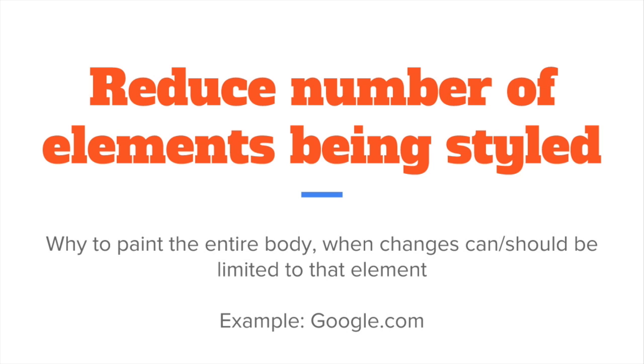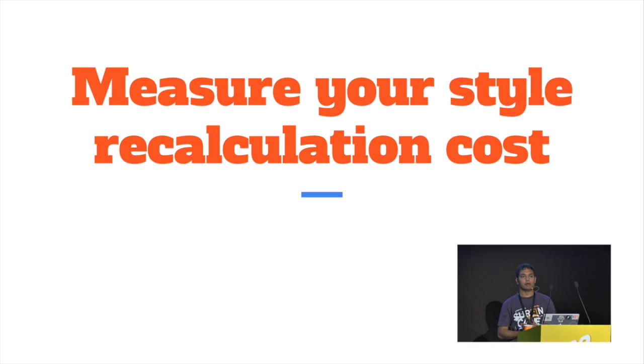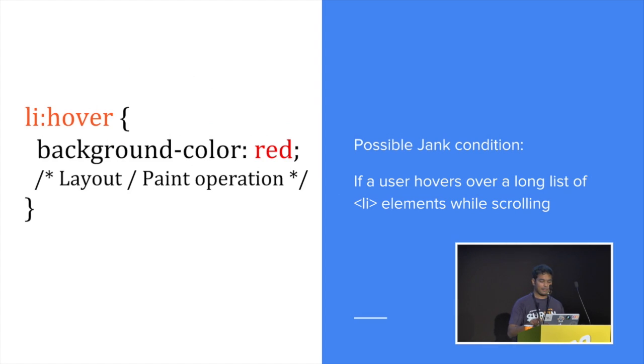And you'll be able to understand how you can implement it on your web page also. Comes next is measure your style recalculation cost. So when you're animating, there's a recalculation that is happening with every frame. You need to make sure that the styles that you're applying on a particular element, when you're animating, are not very expensive. An example for this is this.